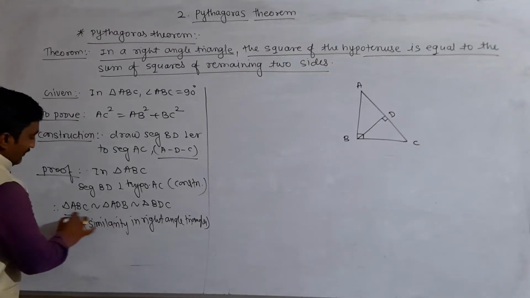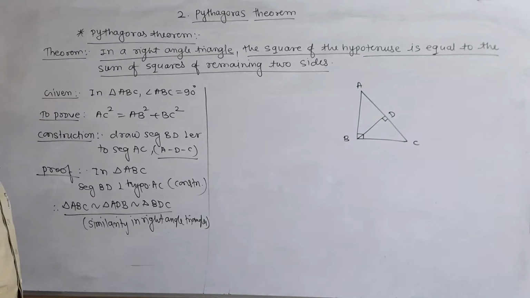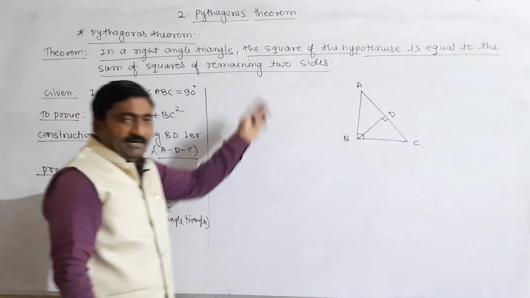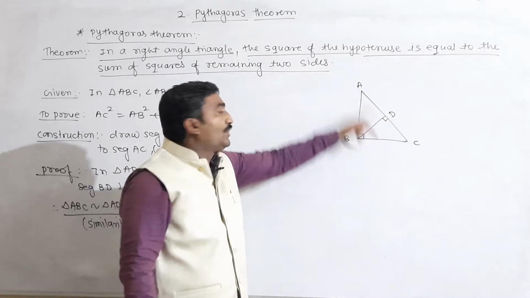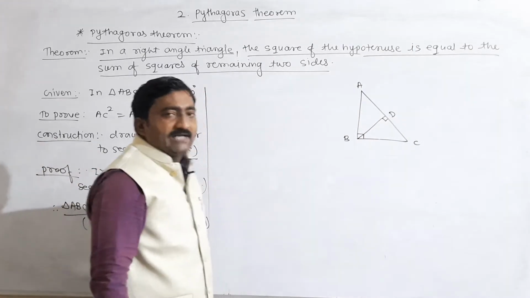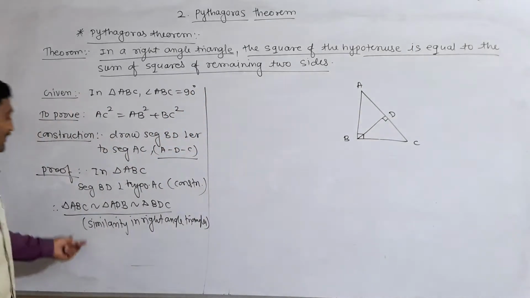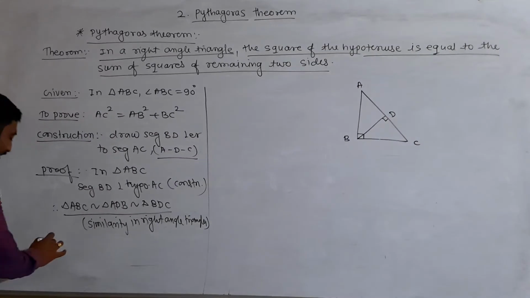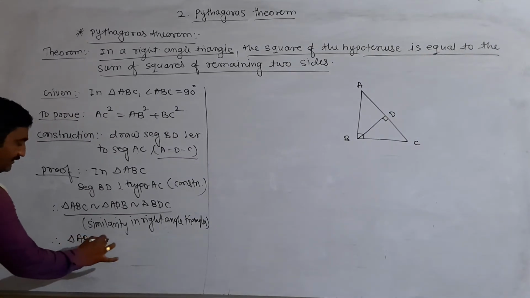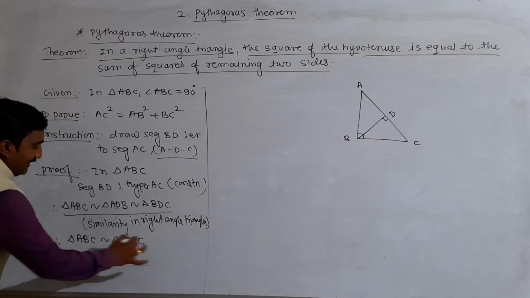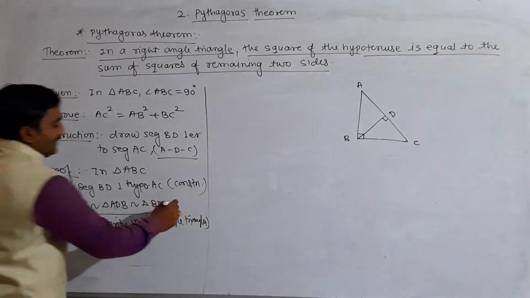We have seen similarity in right angle triangle. When we draw a perpendicular on a hypotenuse, then these two triangles are similar to the original triangle and they are also similar to each other. Similarity in right angle triangle. So from the first, triangle ABC is similar to triangle ADB. Let us call this equation first.